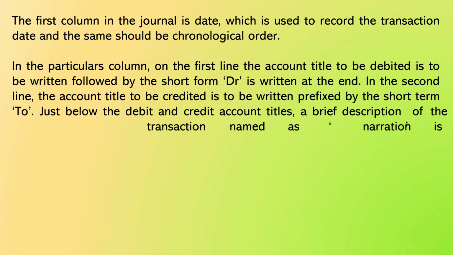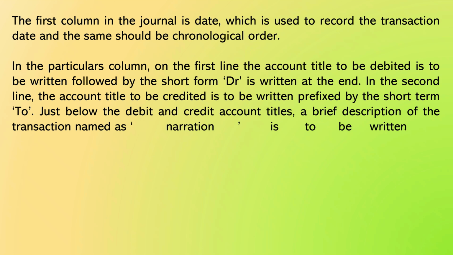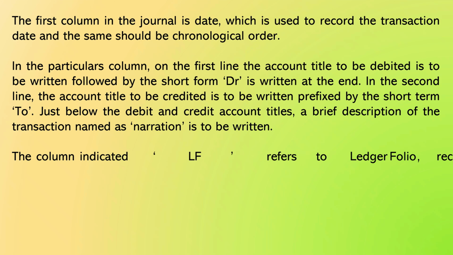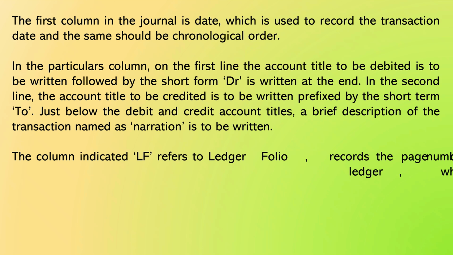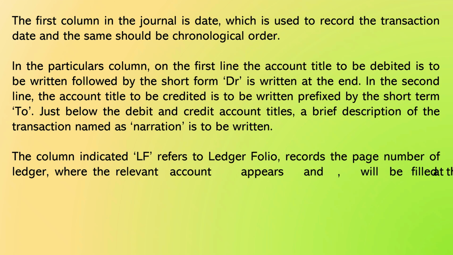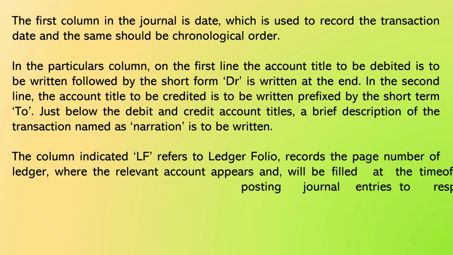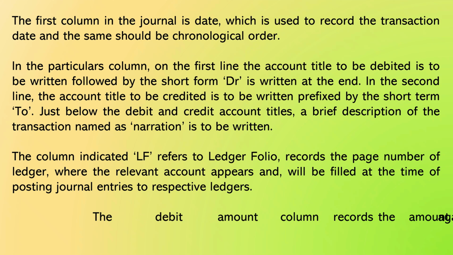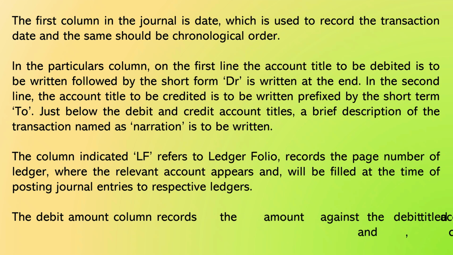The column indicated LF refers to ledger folio, which records the page number of the ledger where the relevant account appears and will be filled at the time of posting journal entries to the respective ledgers. The debit amount column records the amount against the debit titled account, and the credit amount column is for the credit titled account.